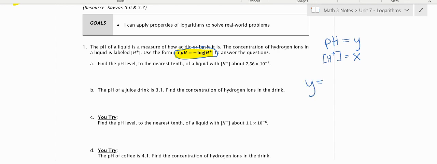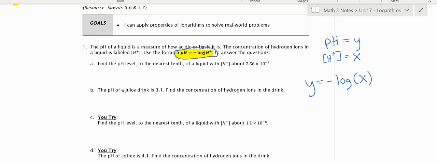So if I was to rewrite this as a formula with X's and Y's, you can see it looks a lot simpler of an equation now. We have Y equals negative log of X, which we've graphed things that even looked more complicated than that. So if we change it up a bit, it's something we're a little more used to seeing.